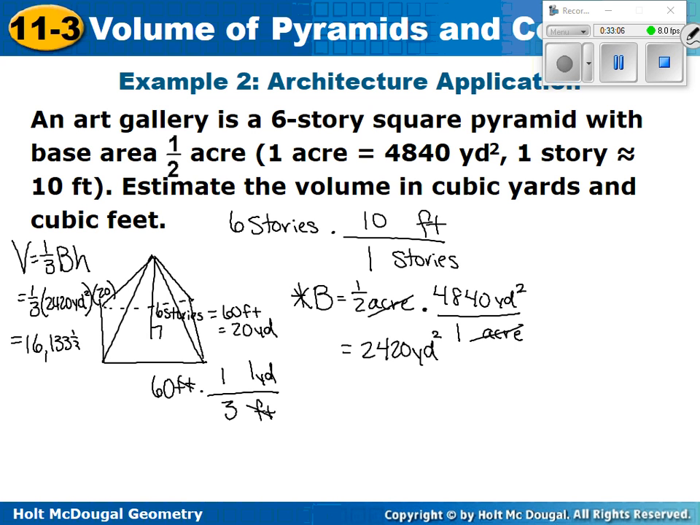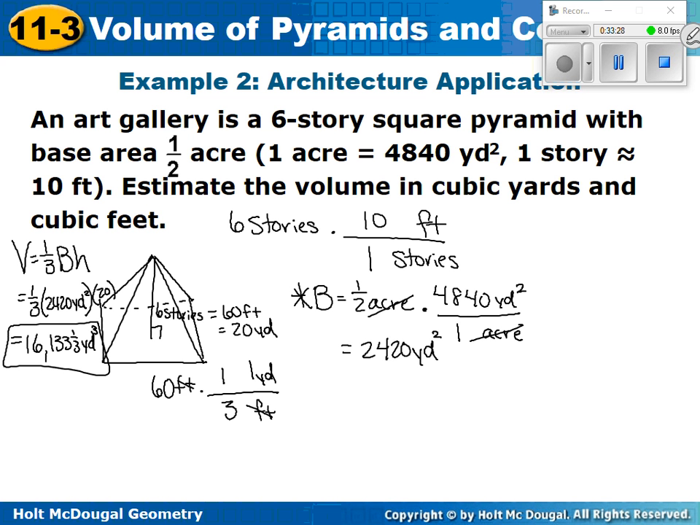16,133 and 1/3 cubic yards. Questions on how to find the volume in cubic yards? Okay, so then what does it tell me? How am I going to convert that then to cubic feet? Be careful. How many feet are in a yard?